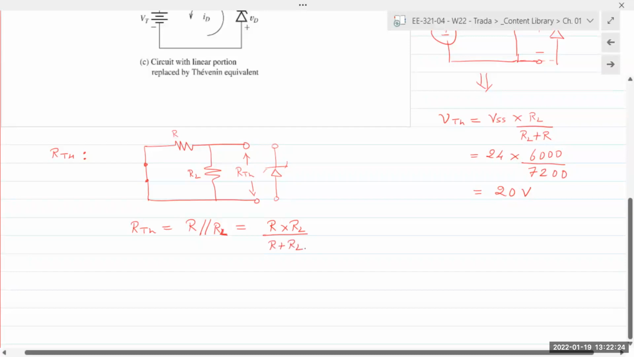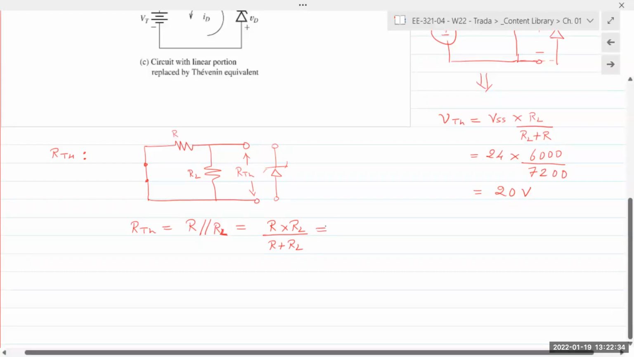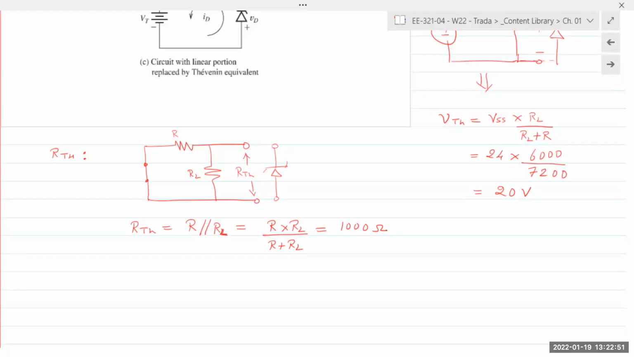It's the product of the two divided by the sum of the two. 1 over R1, that's of course the actual equation. It's the reciprocal of the sum of all the reciprocals, but when you have two resistors in parallel, you just use the product of the two divided by the sum of the two. So 1200 times 6,000, 72 divided by 7,200, and 6 12 is 72, cancels out. A million divided by 1,000 gives us 1,000 ohms. So RTH is 1,000 ohms. And there you have it. That's our Thevenin equivalent network that's being applied to that Zener diode, VD.